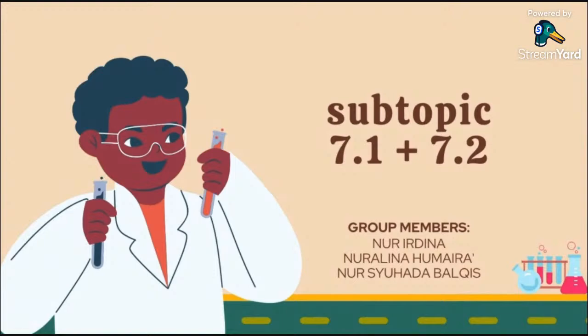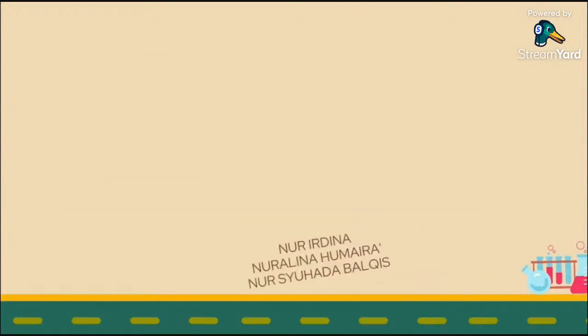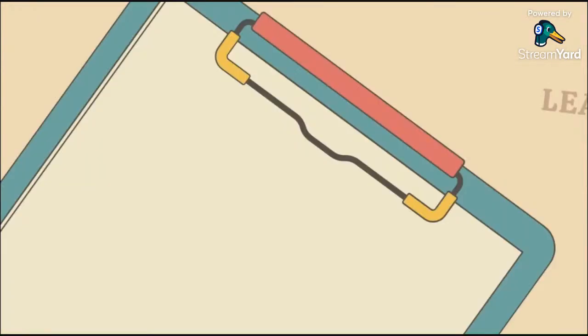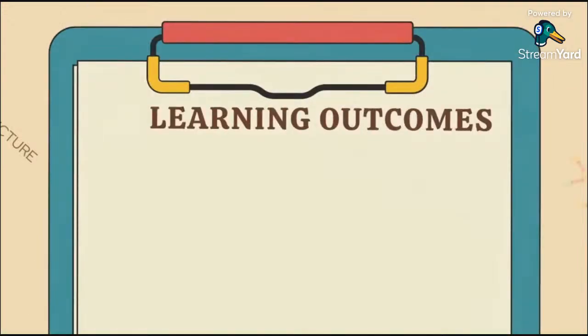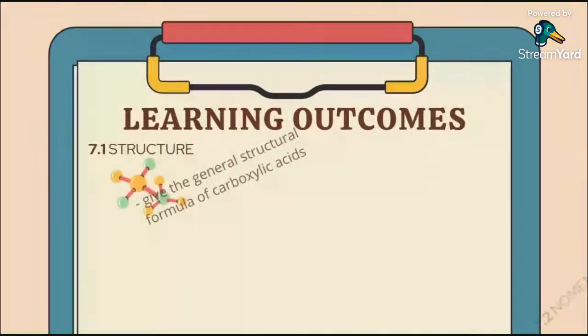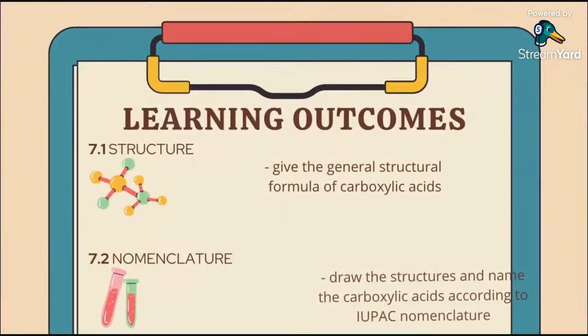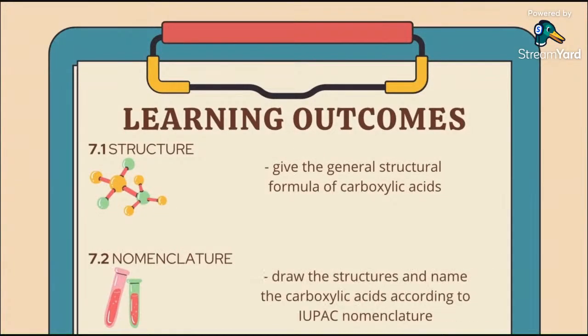Assalamualaikum. So today we'll be presenting subtopic 7.1 and 7.2, which is the structure and nomenclature of carboxylic acid. Here are the learning outcomes. Students should be able to give the general structure formula of carboxylic acid and draw the structures and name the carboxylic acids according to aliphatic nomenclature. The general formula for a carboxylic acid is RCOOH or RCO2H.